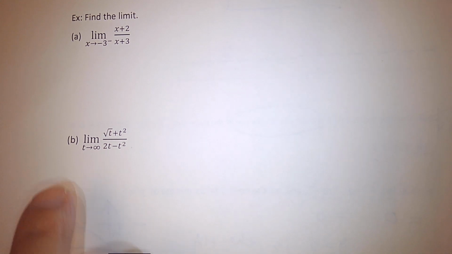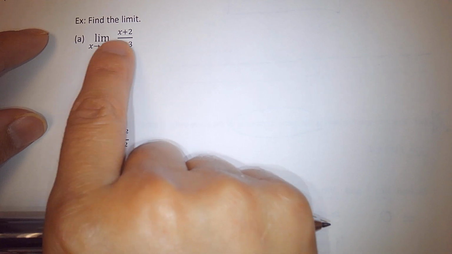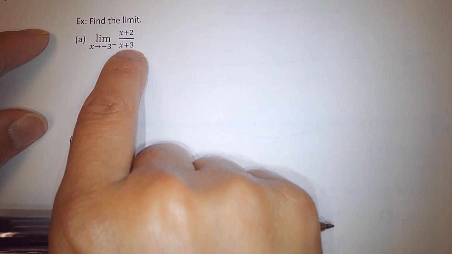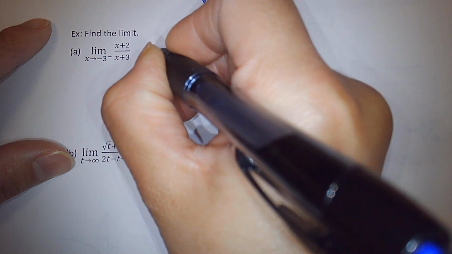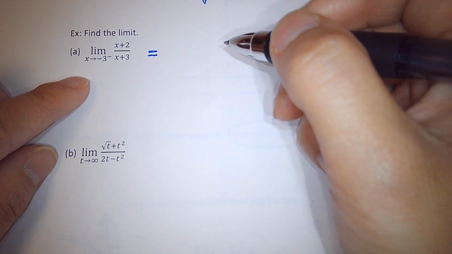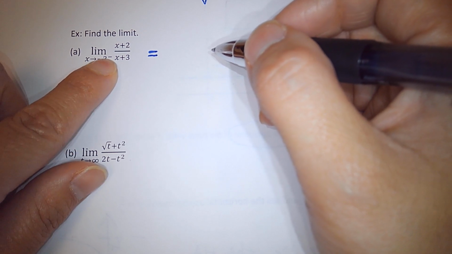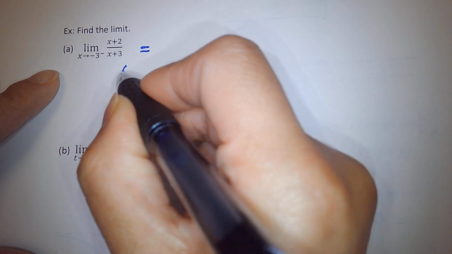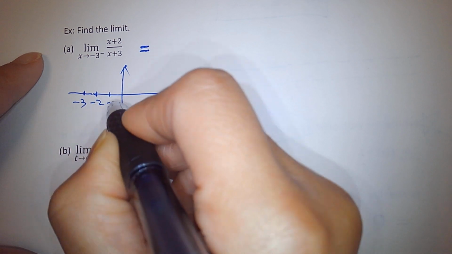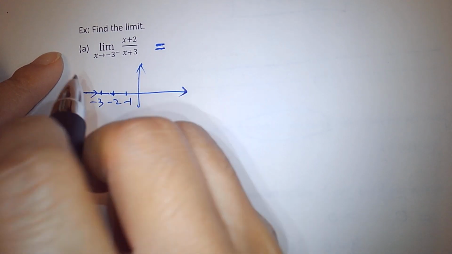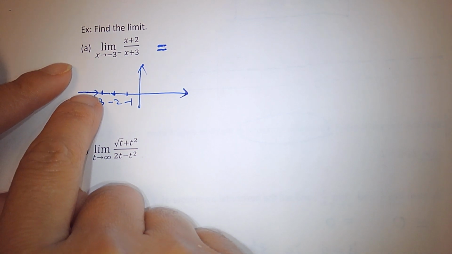Find the limit. X goes to -3 from the left. X plus 2 divided by x plus 3. How about this limit? X goes to -3 from the left. If x goes to -3 from the left, x must be less than -3. Do you agree with me?